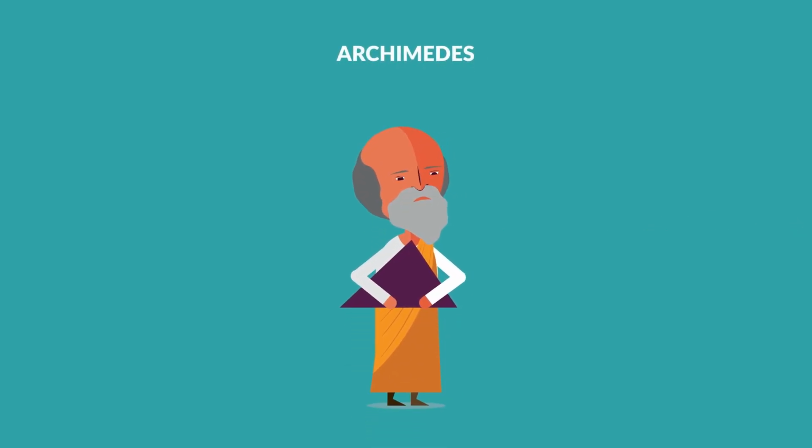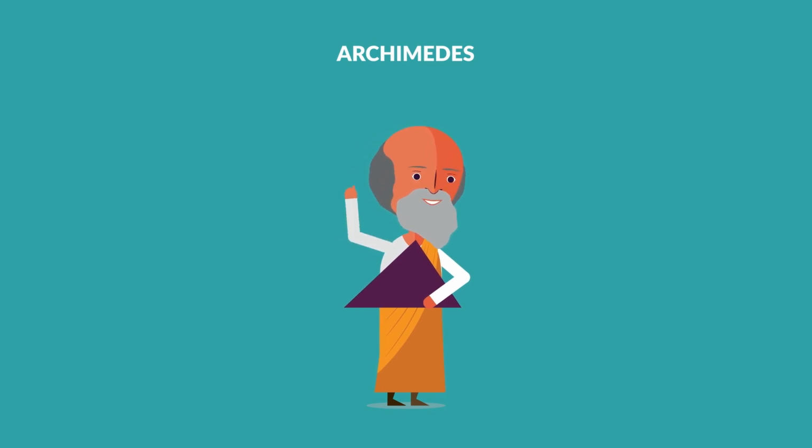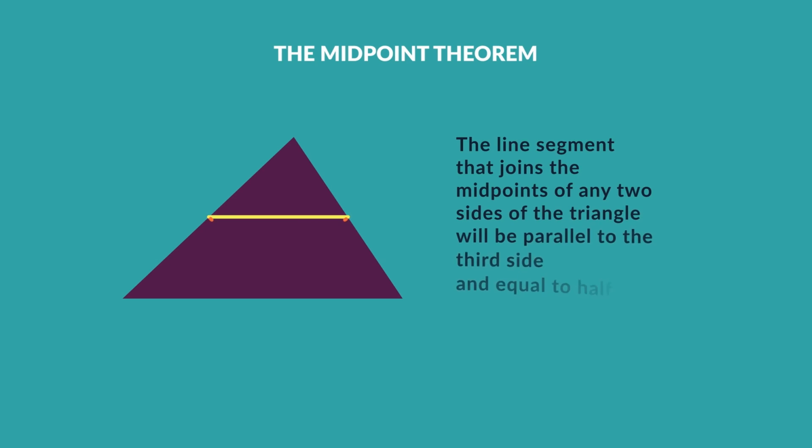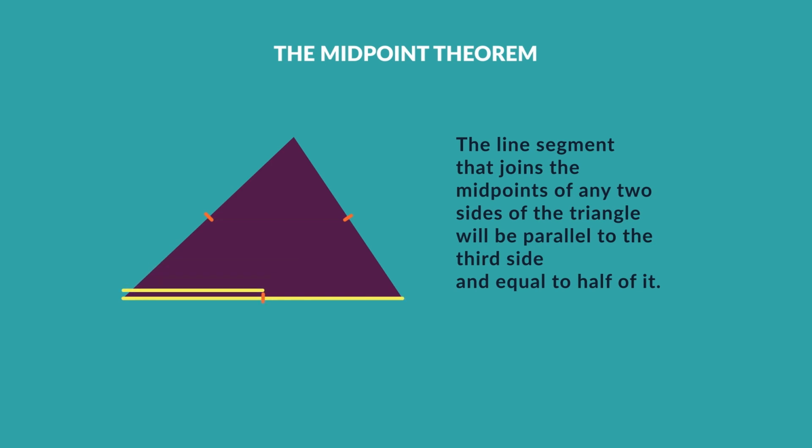Archimedes, the great ancient Greek mathematician, physicist, engineer, inventor, and astronomer, has been credited with finding the proof for the midpoint theorem. The theorem states that, in a triangle, the line segment that joins the midpoints of any two sides of the triangle will be parallel to the third side and equal to half of it.